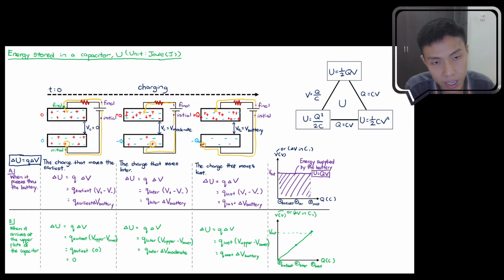Again, if you find the area under the graph over here, utilizing what we learned from the equation Q multiplied by V, you will get the change in energy. Q multiplied by V is just finding the area over here. This time you will find energy as well, but this is not the energy supplied by the battery. This is energy stored in the capacitor.